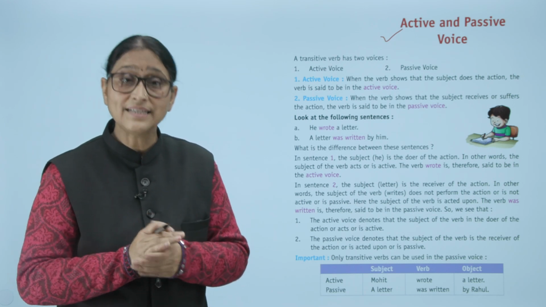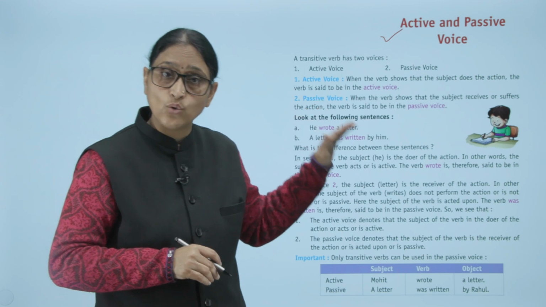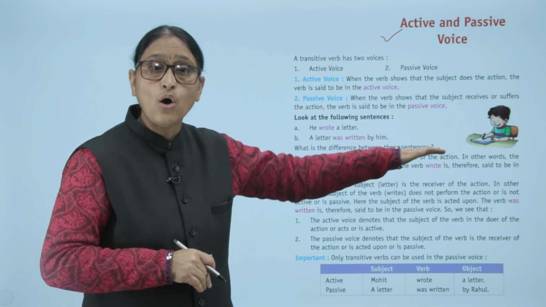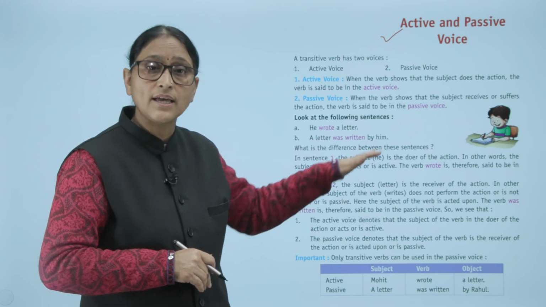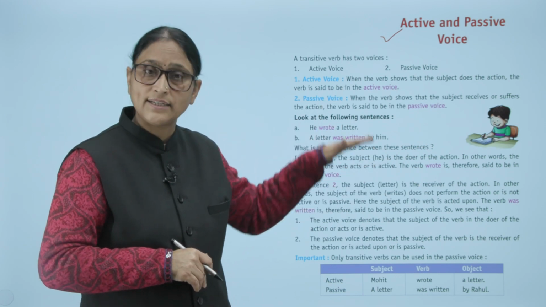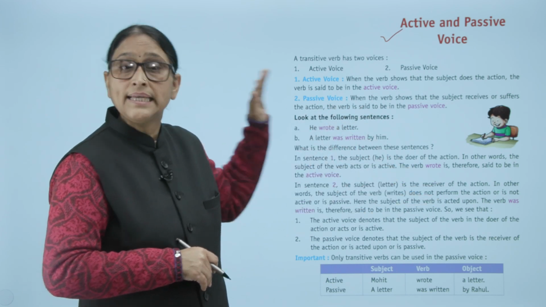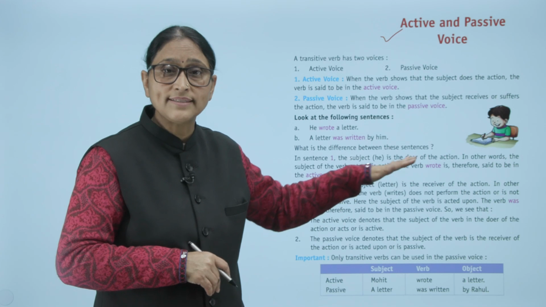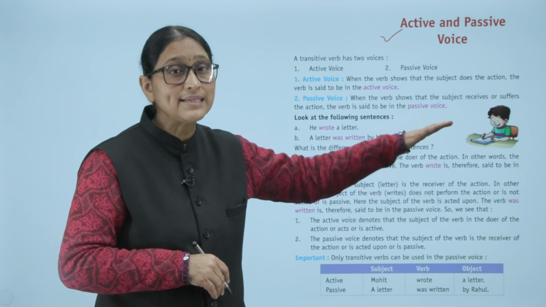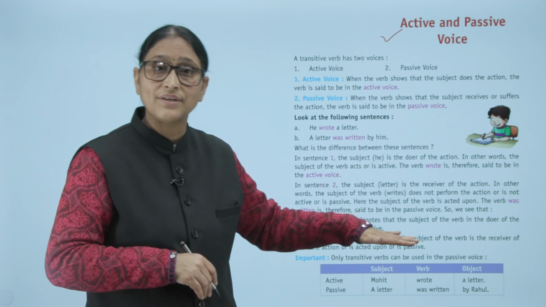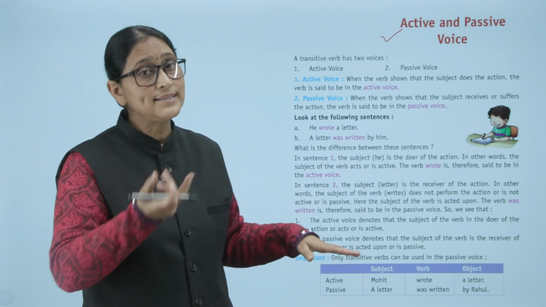So we see that the active voice denotes that the subject of the verb is the doer of the action or acts or is active. Active voice में subject क्या है? Action को करने वाला, doer of the action. The passive voice denotes that the subject of the verb is the receiver of the action or is acted upon or is passive. Passive voice में क्या है? Subject receiver है action का.